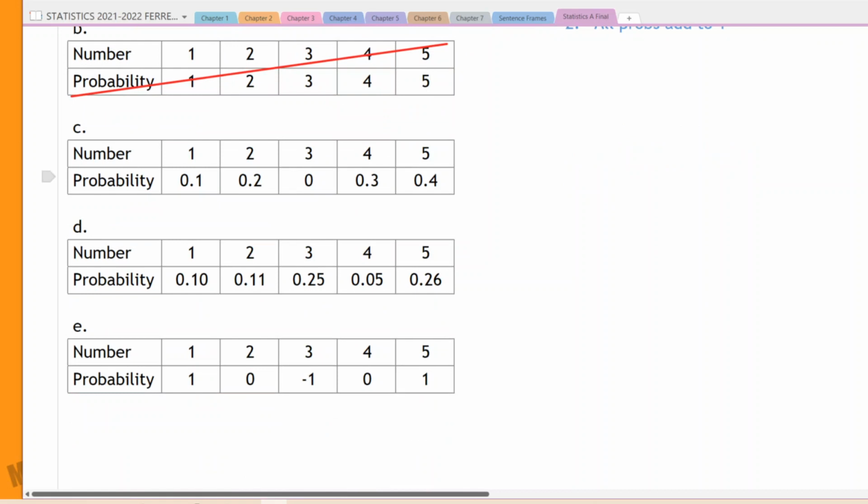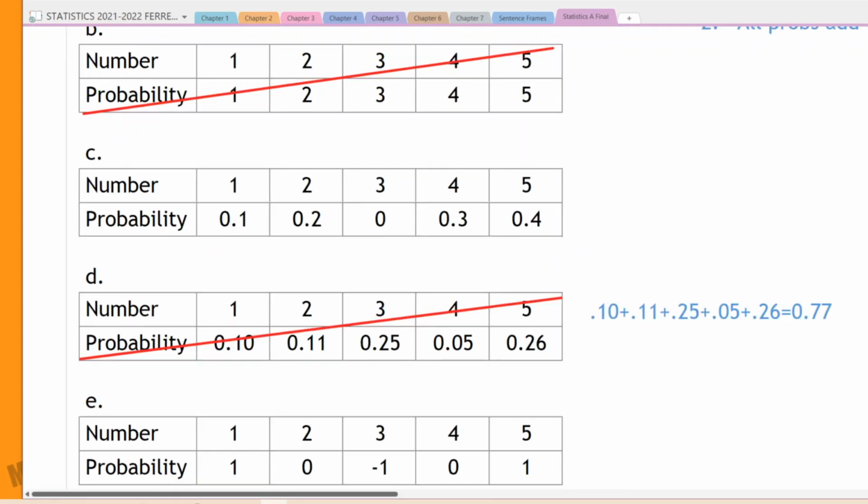Let's look at letter C. 0.1, 0.2, 0, 0.3, and 0.4. Looking at these, all of these probabilities do add up to 1, I believe. Yeah, they add up to 1. All the outcomes look fine. So yeah, this one looks pretty okay to me. Let's check letter D. We've got 0.1 plus 0.11 plus 0.25 plus 0.05 plus 0.26. Well, these probabilities only add up to 0.77. So this one is also incorrect.